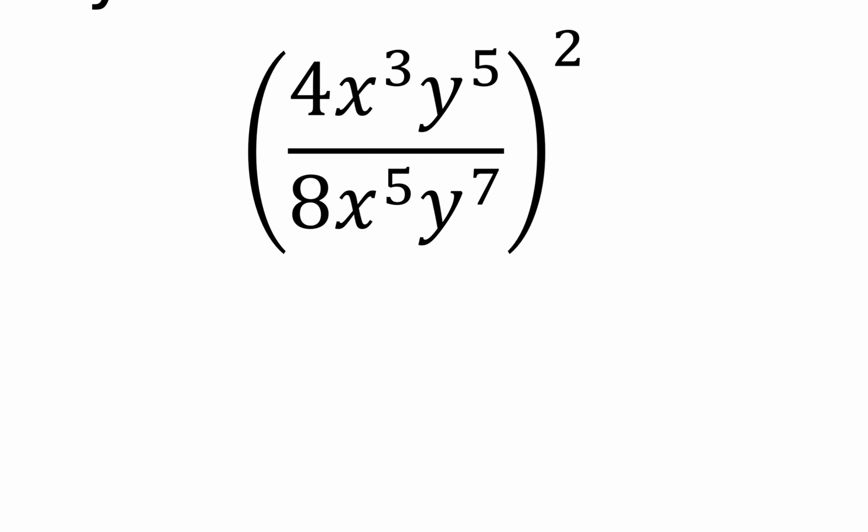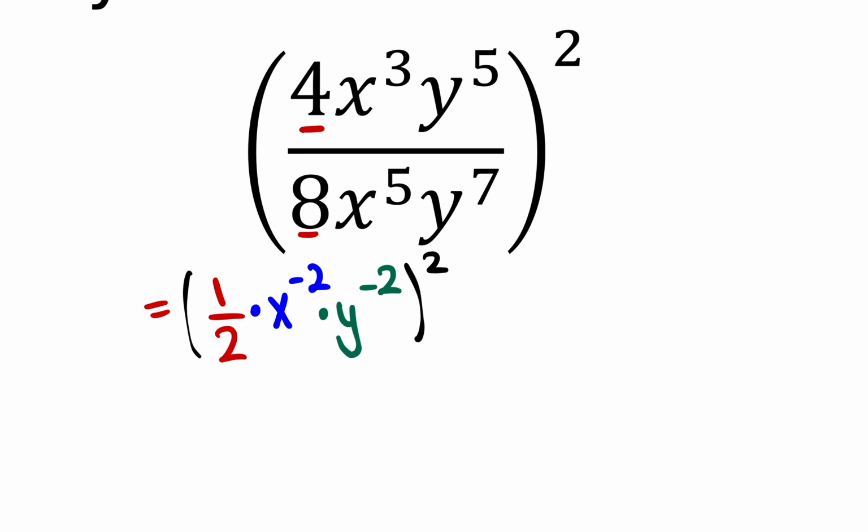Okay, for this one, my recommendation is to always do everything that you can inside the parentheses. So I have 4 divided by 8. That's going to simplify to turn into 1/2. So I have 1/2 there. Then I have times x to the what? We have 3 minus 5. That gives me negative 2. Then I have y to the, we have 5 minus 7. That's going to go ahead and give us negative 2 as well. And we have all of this wrapped in parentheses to the second power.